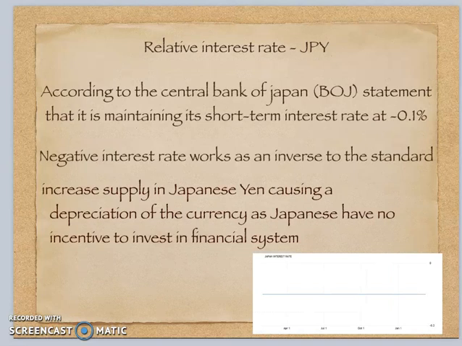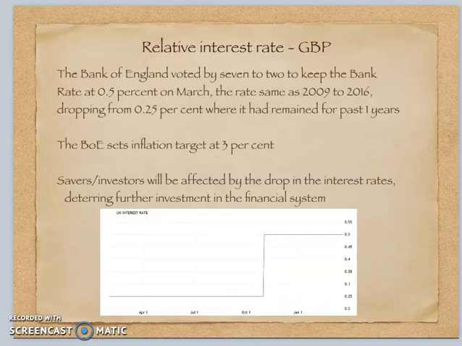For Japanese yen, according to the Central Bank of Japan's statement, it is maintaining its short-term interest rate at minus 0.1%. Negative interest rate works as an inverse to the standard. Increased supply of Japanese yen will cause a depreciation of the currency, as Japanese have no incentive to invest in the financial system. Another example is the British pound.